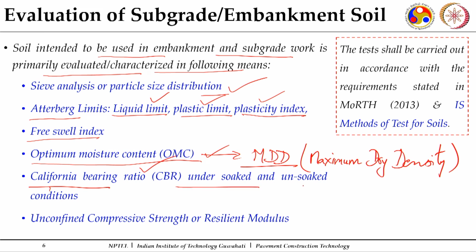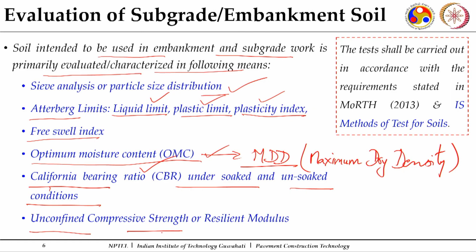We will discuss it, and normally this test is done under soaked and unsoaked conditions depending upon the conditions in the field under which the road will be constructed. Another parameter which is used is unconfined compressive strength or resilient modulus. So, these are some of the common evaluation practices which are used for judging the suitability of any soil for use in road construction.